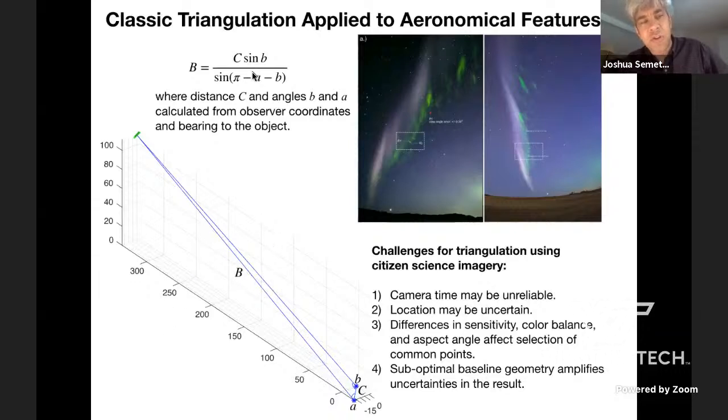It's a real problem for traditional triangulation. The denominator of the equation you need becomes very small, and so it's really sensitive to errors. And it gets even worse than that because the camera timing may be unreliable. The location may be uncertain. There are differences in sensitivity and color balance, aspect angle to the object that may affect your selection of the points, all of these sorts of things. And these are things we can't really control.